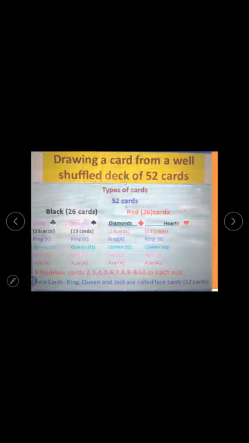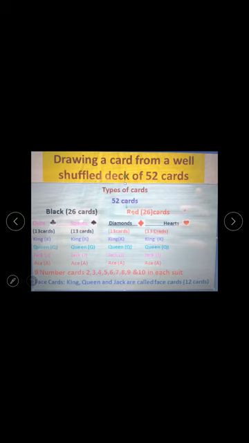What is the next question there? It is based on the card only. Read the question there. A card is drawn from a well shuffled deck of 52 cards. Find the probability of different events. What is the first one? So the total number of possible outcomes will be how much? How many cards are there altogether? Yes, 52. So total number of possible outcomes will be 52.